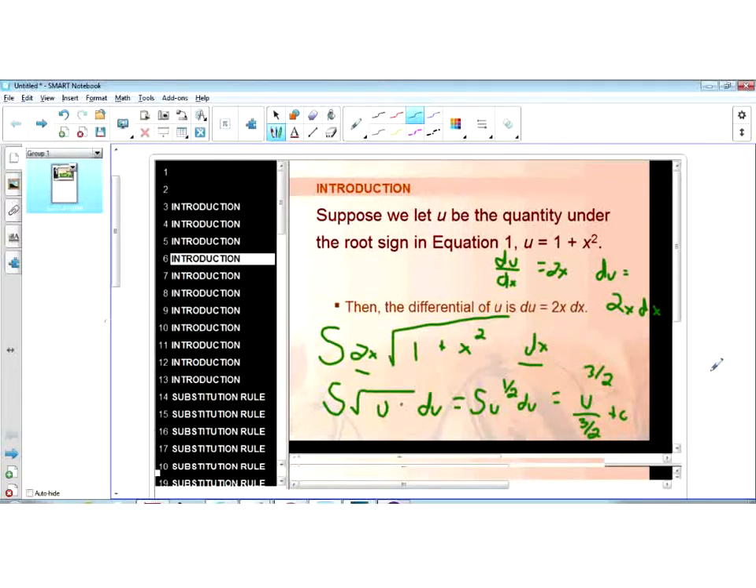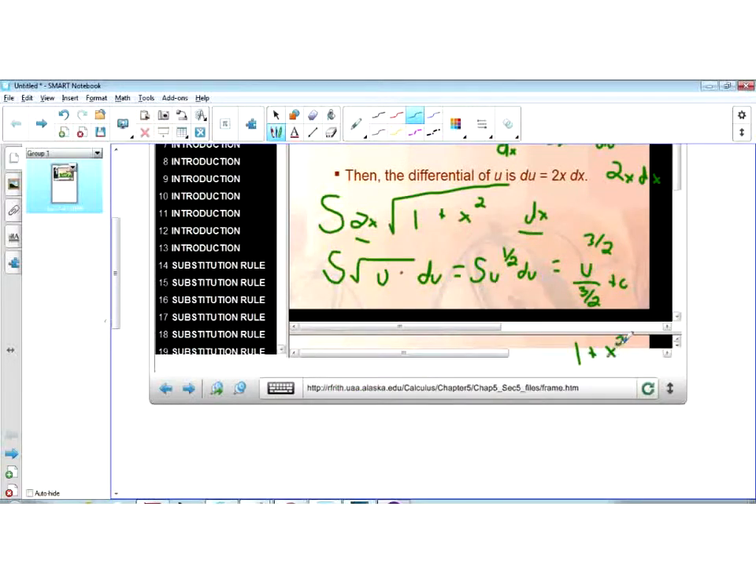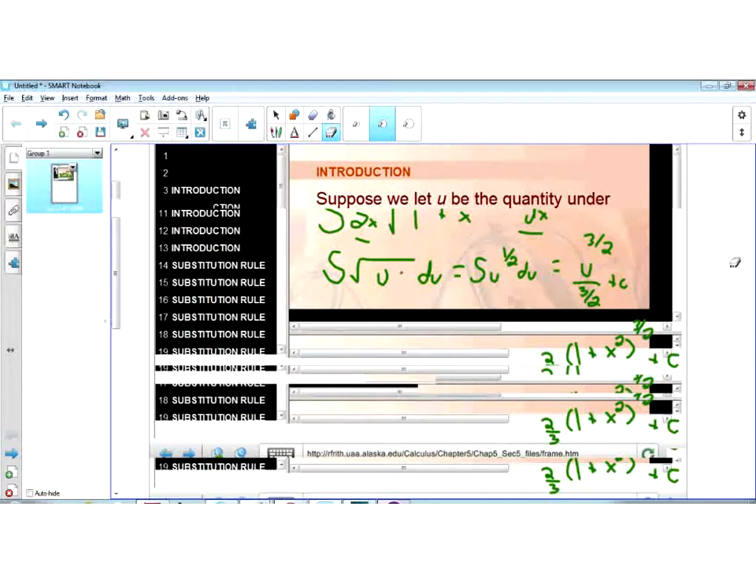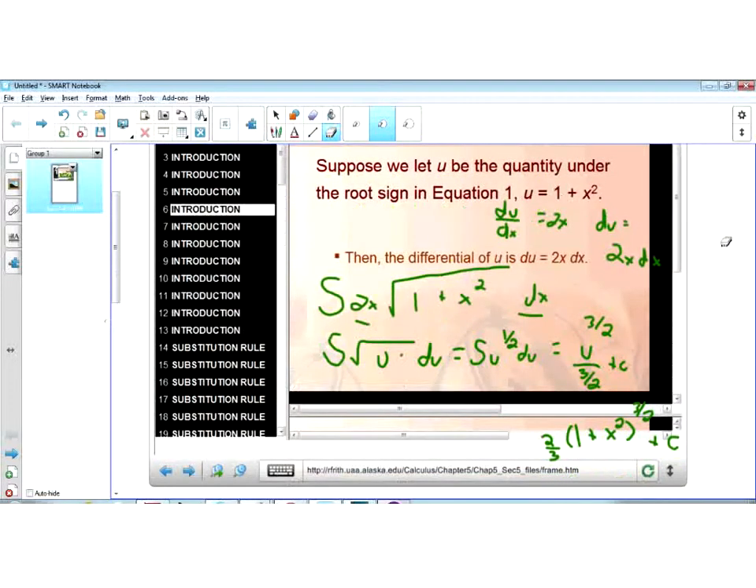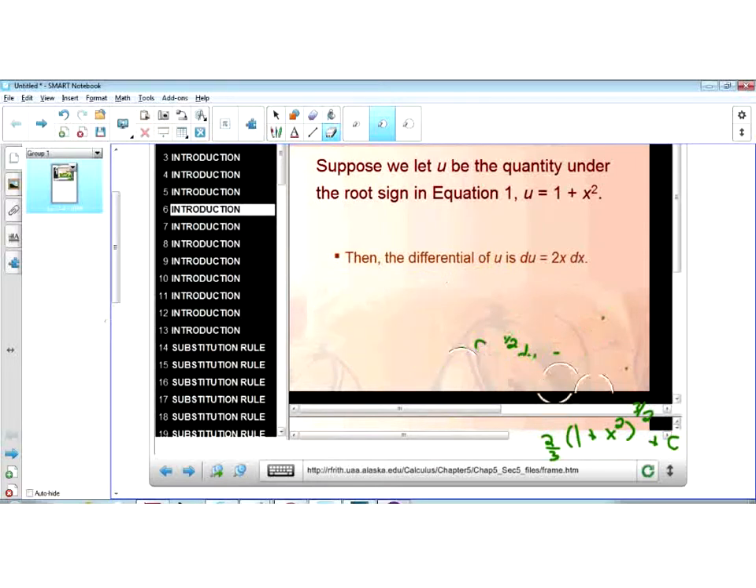So we know that u is equal to 1 plus x squared, so we would have 1 plus x squared raised to the 3/2 times 2/3 plus your integration constant. So this is what we mean by the substitution rule. We come up with a clever way of substituting a known function for the given function so that we can take the antiderivative. All right. So the next slides will walk you through this process.